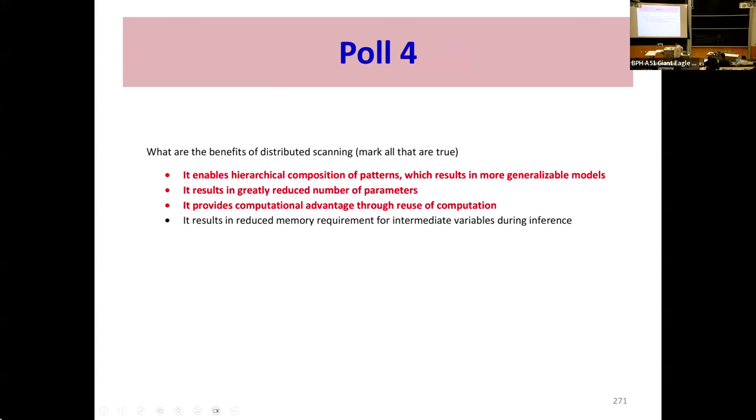So the distributed scanning enables hierarchical composition of patterns, which results in more generalizable models. Very good. It results in greatly reduced parameters. It provides computational advantage through the reuse of computation. And the person who gave me the last answer, that was a very good catch. It does not result in reduced memory. You're computing exactly the same number of intermediate values as before. Right? Nice job.